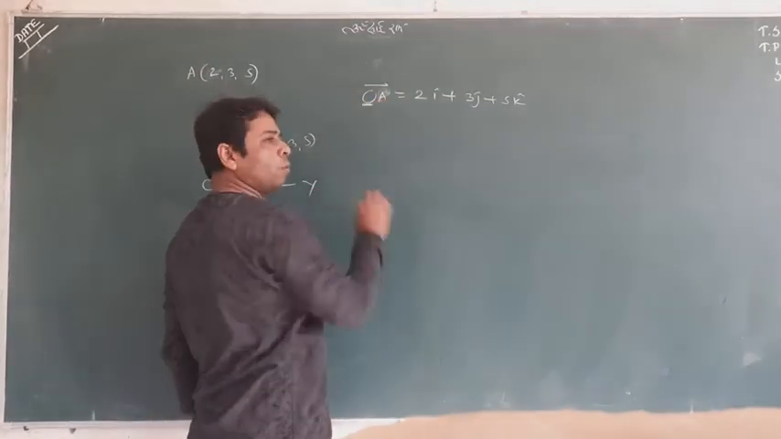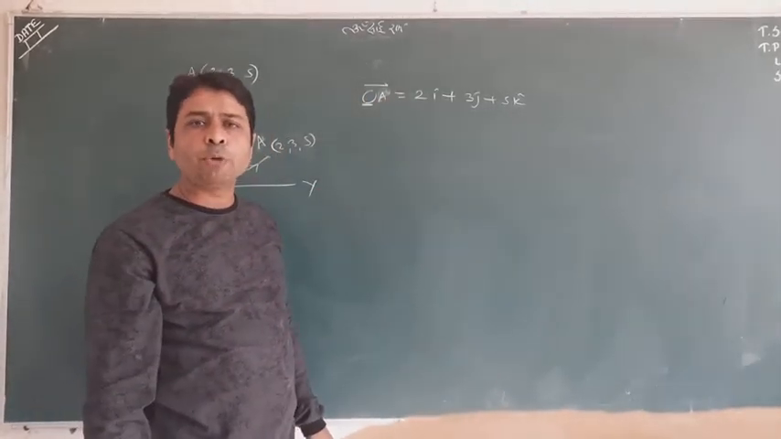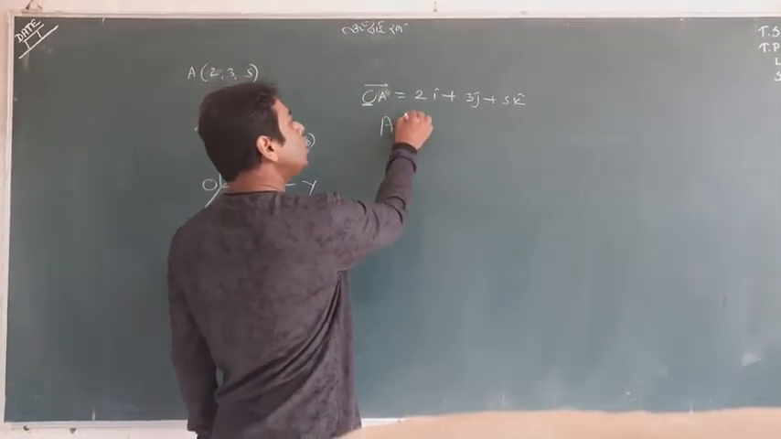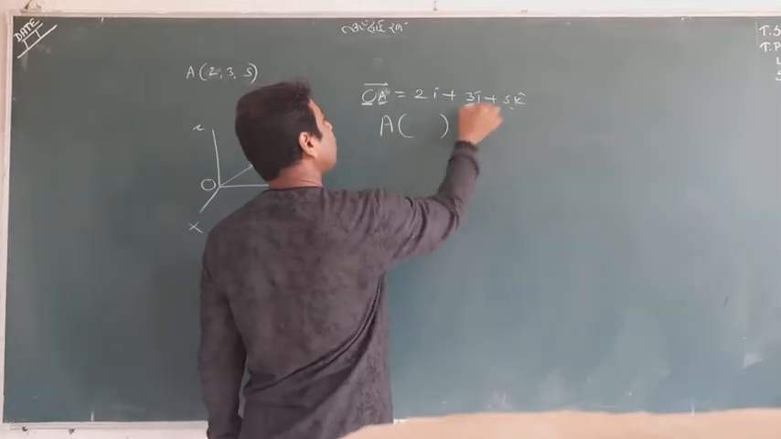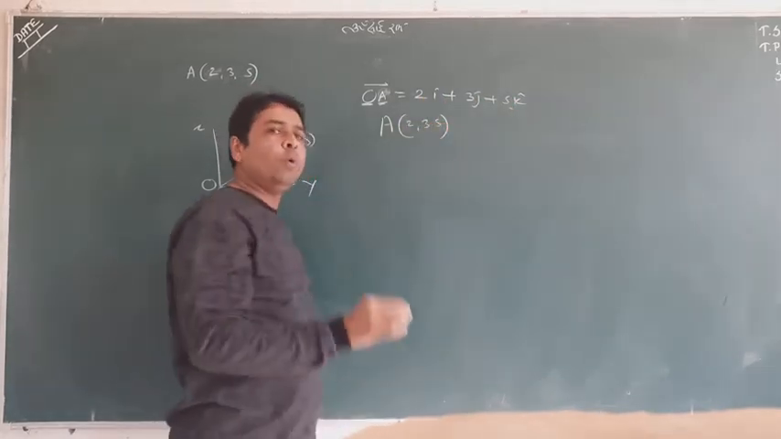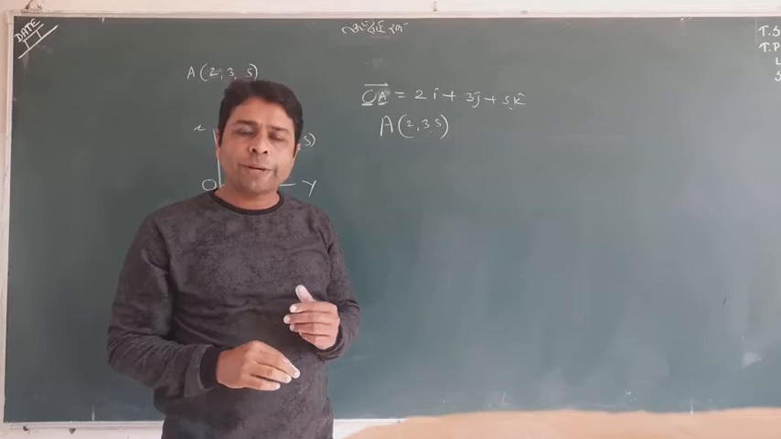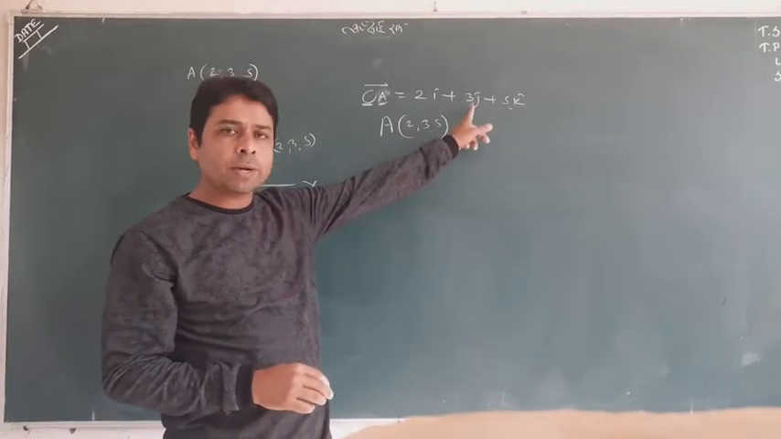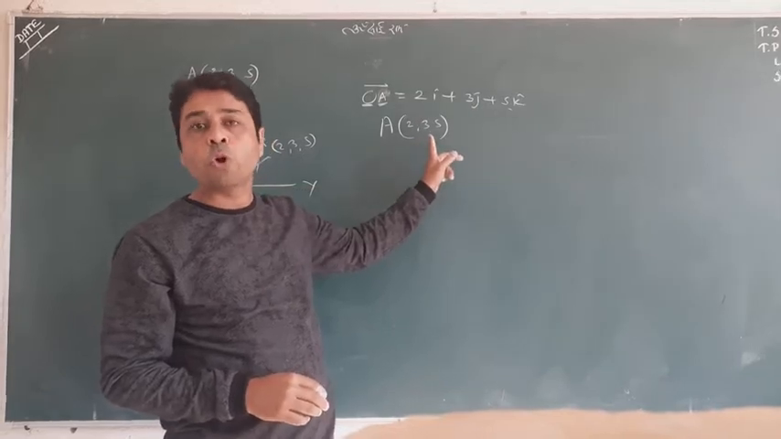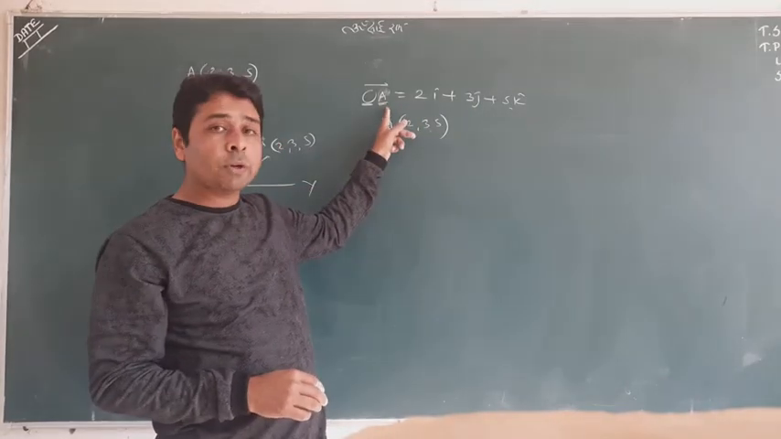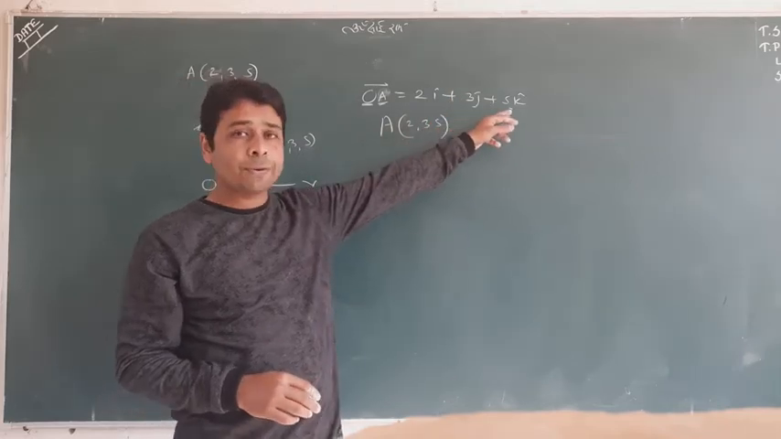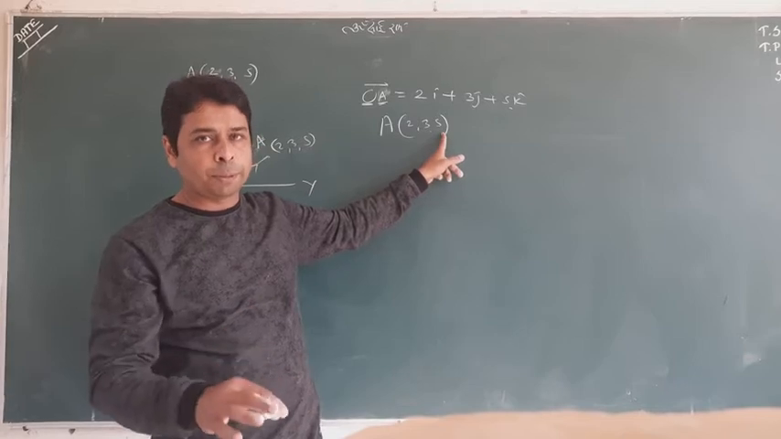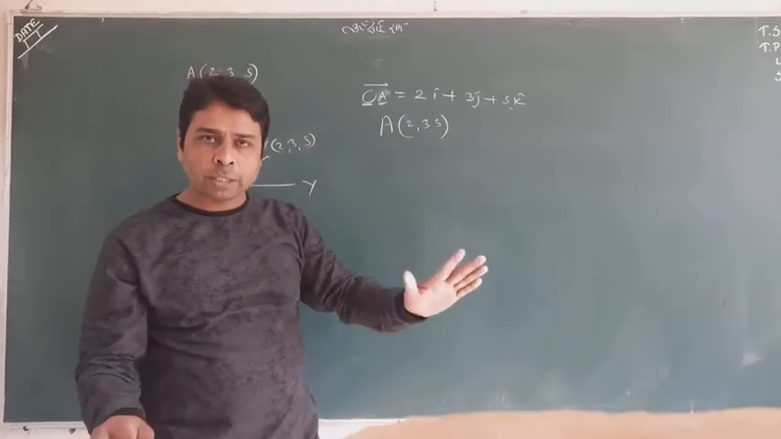So if you are finding the position vector of any point with respect to O, it means you know the coordinates of that point, 2, 3, 5. The only difference between geometry and vector is that in vector you say position vector, in geometry you say coordinate. Position vector of A is 2i, 3j, 5k. The coordinate of A is 2, 3, 5. So remember, very important thing.